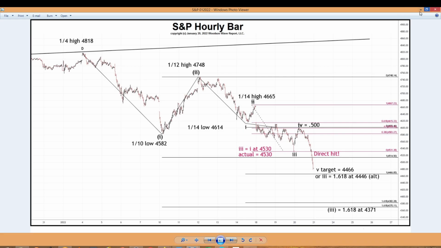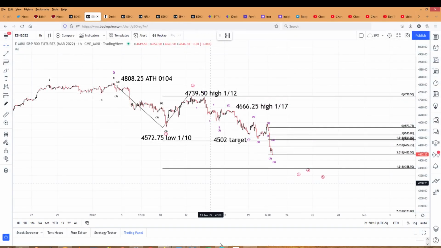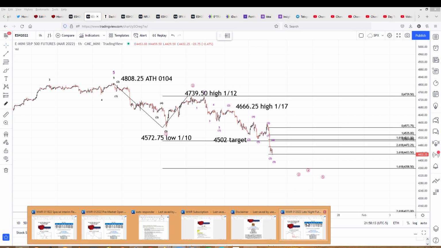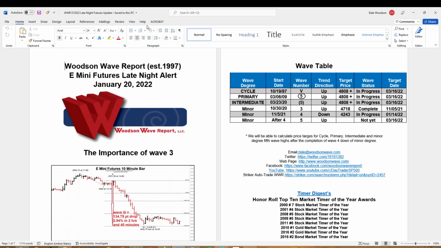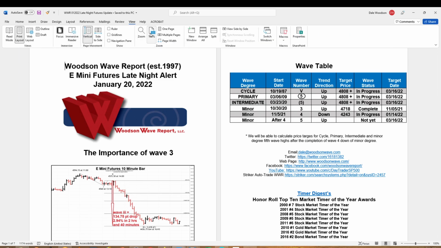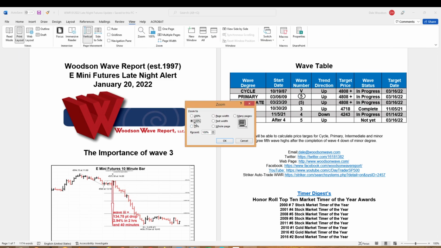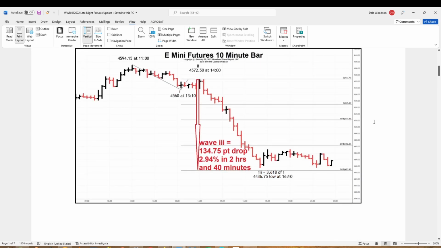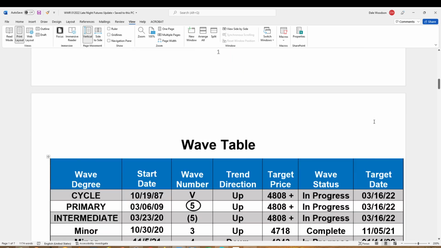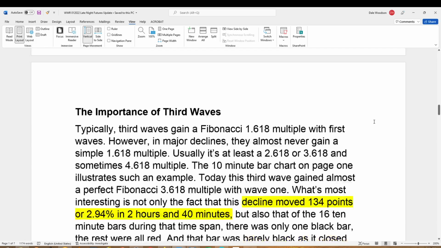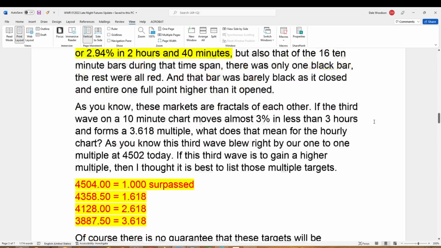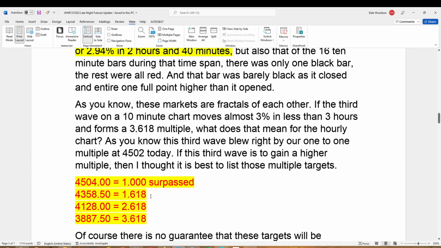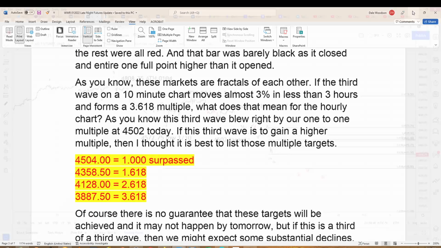I think I had another chart, the hourly, and that only shows the 1.618. Let me see if I have the cash index here. Here's that late night report. Let's look at this at 200% so we can see that. There we go. This was our fourth report of the day. There's that chart, there's our wave table, and yeah, 134 points. And there's our E-mini futures targets. We'll see how that plays out.